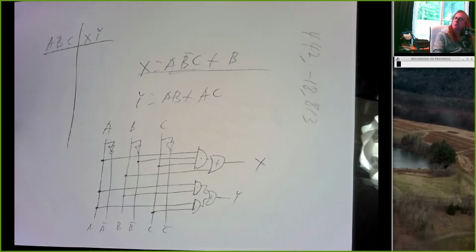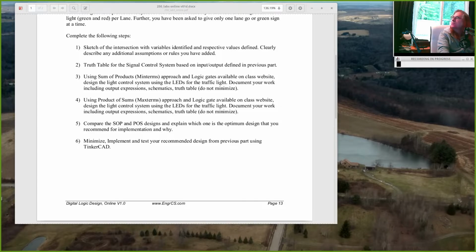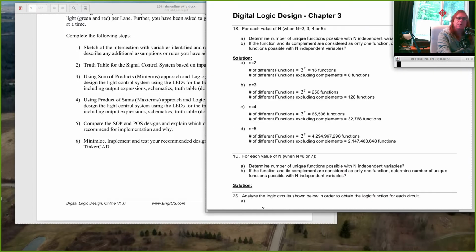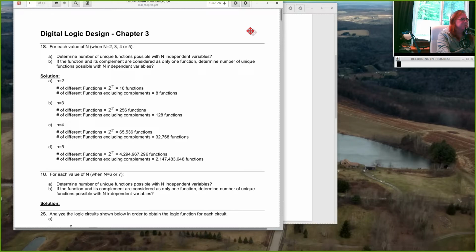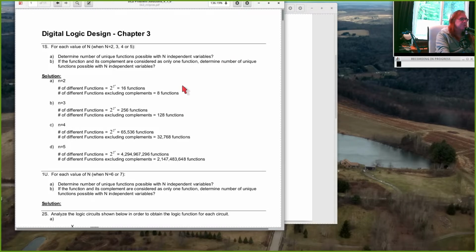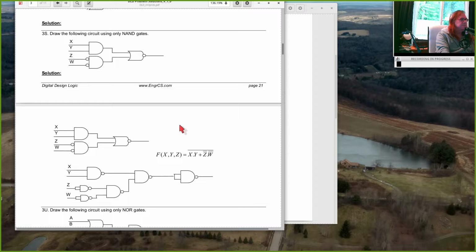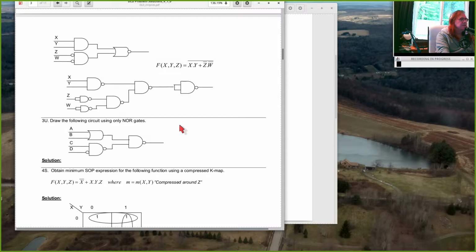On homework 3, what does the squares before the logic symbol mean? I don't know. Let's see what homework 3 looks like. Which question are you looking at? 3U. You talking about the circles?